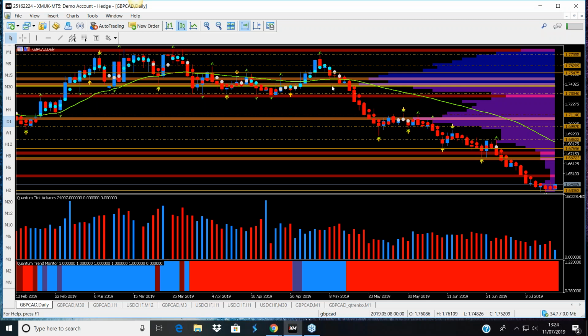When I said VPA is anticipation, what are you going to anticipate? You can anticipate that at some point there is going to be a clean break away from the volume point of control. And it's patience. Now, this is the daily. Does that mean there weren't trading opportunities in the faster time frames? No, of course there were.